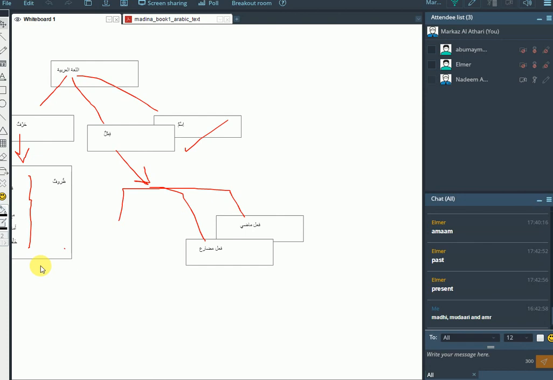And then you have this one, which is the command, fi'l al-amr, the imperative form. Do this, don't do that, drink, sit, stand, look. Or it could be in a polite way, or it could be requesting. It could be making a dua. Irham. Ya Rabbi, irhamni. Ighfirli. Taqabbal minni. All these are examples of fi'l amr.